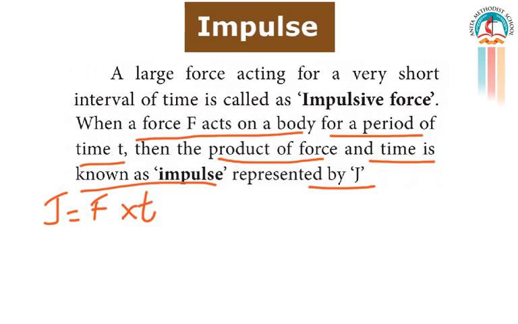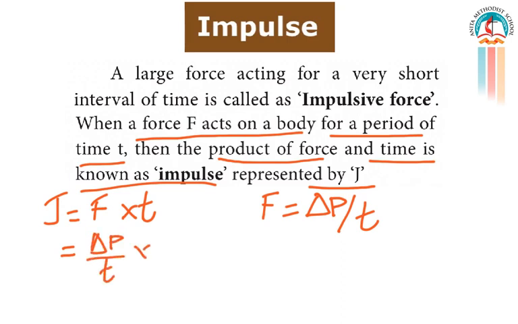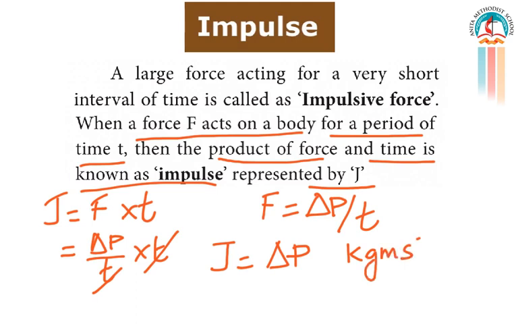But according to Newton's second law of motion, force is nothing but change in momentum by time. Okay, so we substitute here. So J equals change in momentum by time into t. So the t's get cancelled, and the impulse is equal to delta p, that is, the change in momentum. The unit can be written as kilogram meter per second, or we can write it as Newton second.